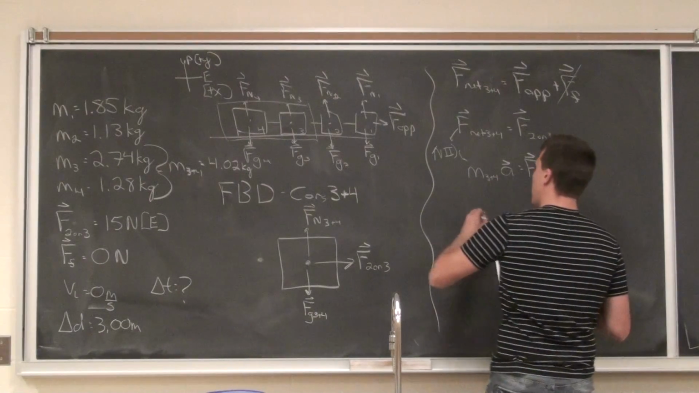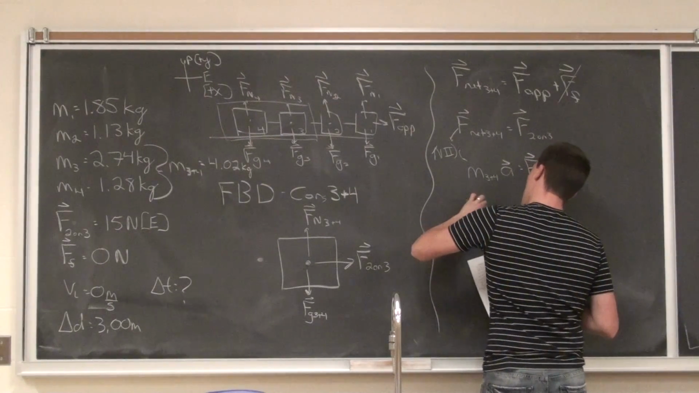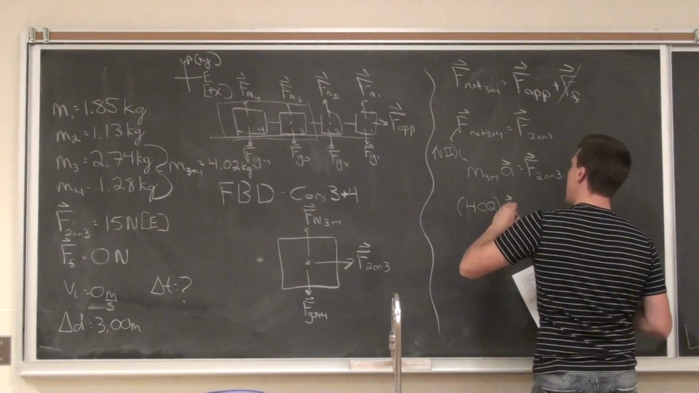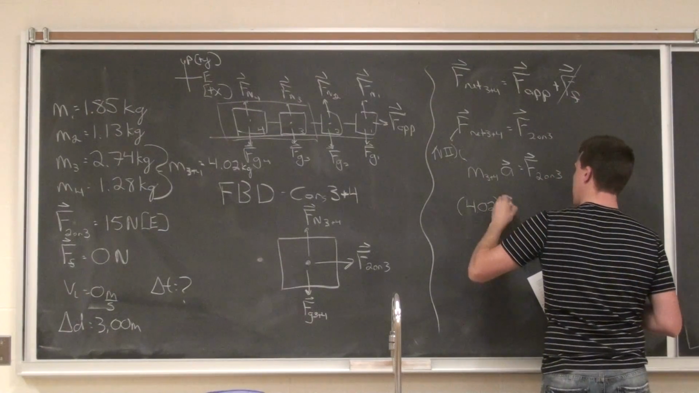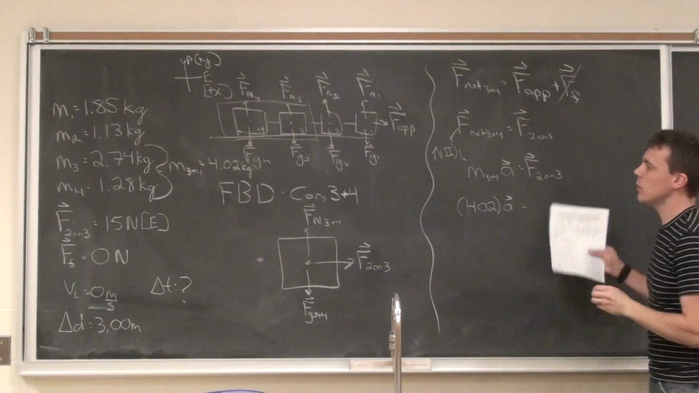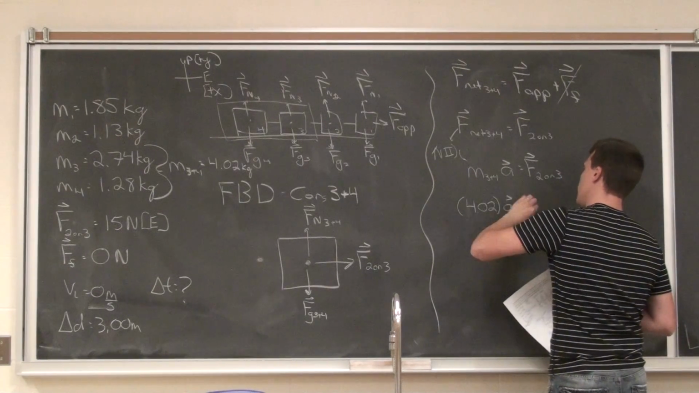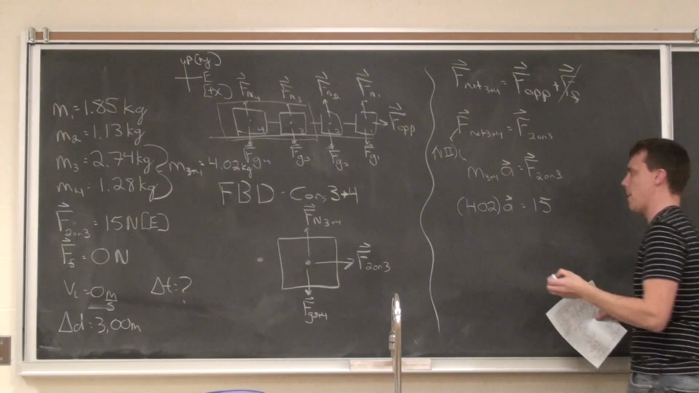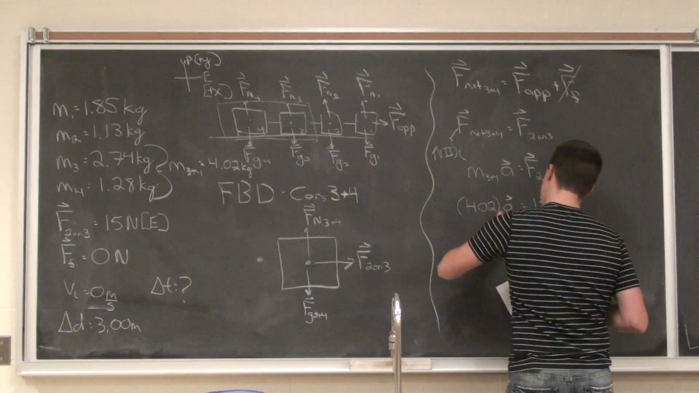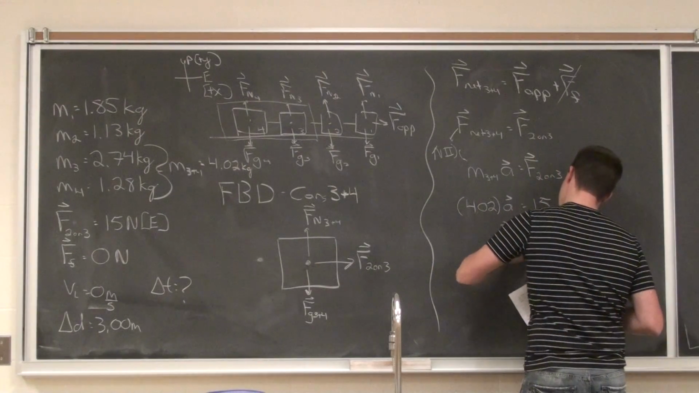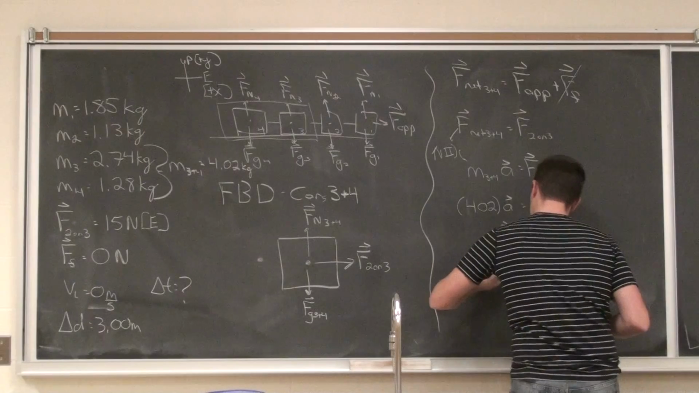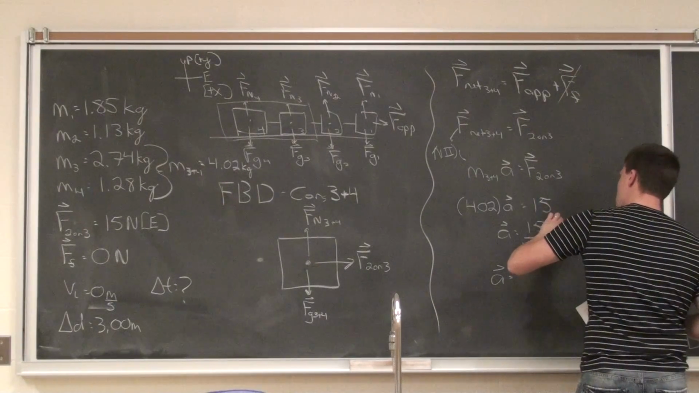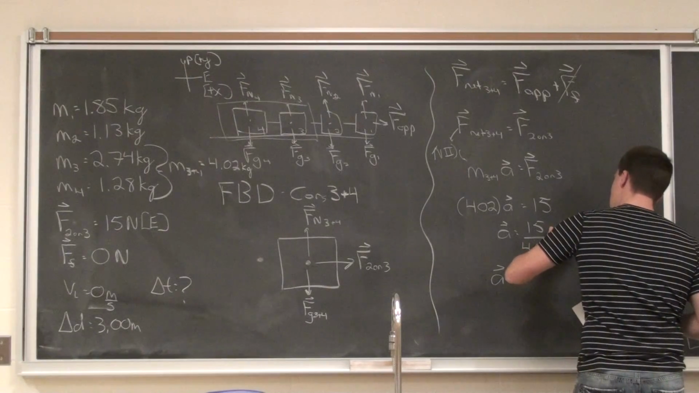So at this point, I can fill in some numbers. 4.02 a. And I remember that I'm in kilograms with that. Now this F2 on 3 is Newton's east. So any direction I get will be in the east direction. I quickly divide 15 by 4.02, and I get 15 divided by 4.02. Remember, I will have newtons over kilograms.